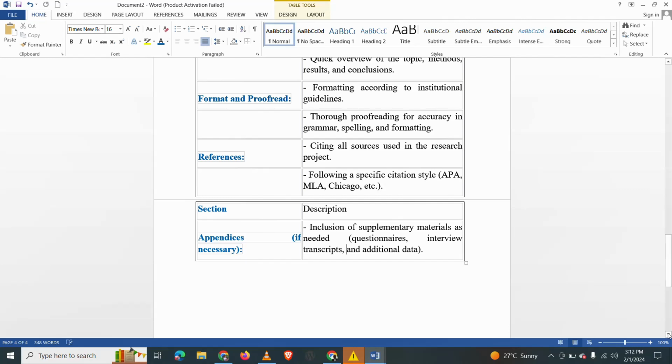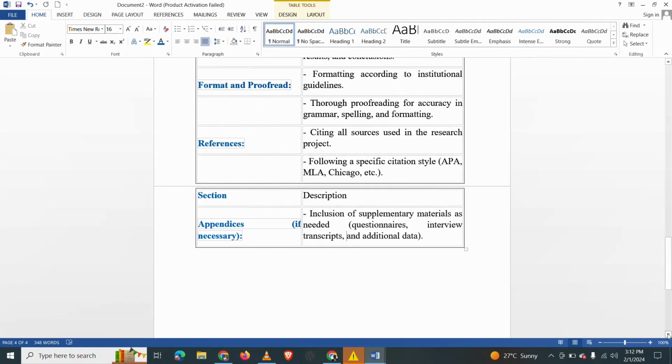Then the referencing part is very important. Where did you collect all the thoughts that you have brought into your research projects? What style have you used in doing your referencing? How do you cite your sources used in the research project? All sources used in the research project are cited following a specific citation style, maybe APA, MLA, Chicago, etc. That is all dependent on the guidelines.